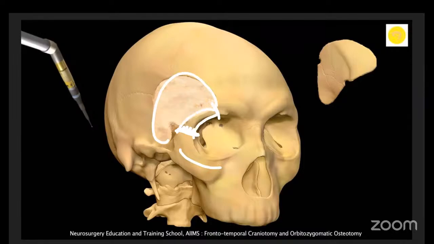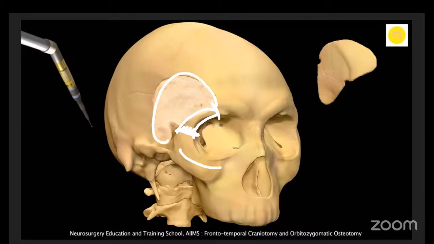So what ends up happening is, now you have a wide exposure, because part of the orbital roof and part of the ridge, which would have blocked your view otherwise, is now out of the way, and you get direct access to quite the midline. Even the sella, if there is sella involvement, you can still reach from this craniotomy. This is good enough.